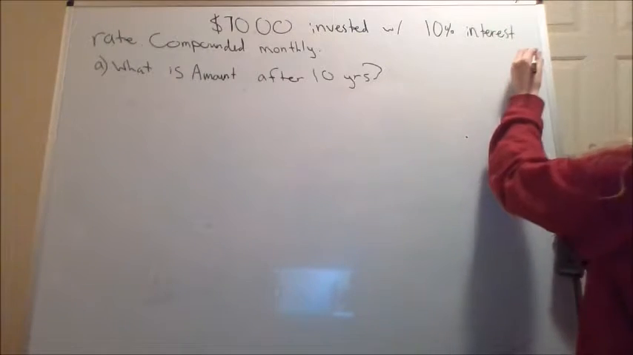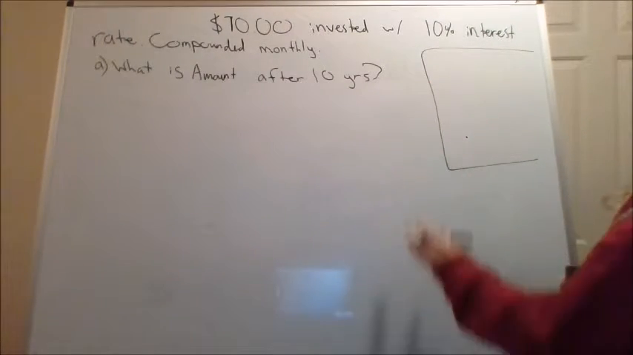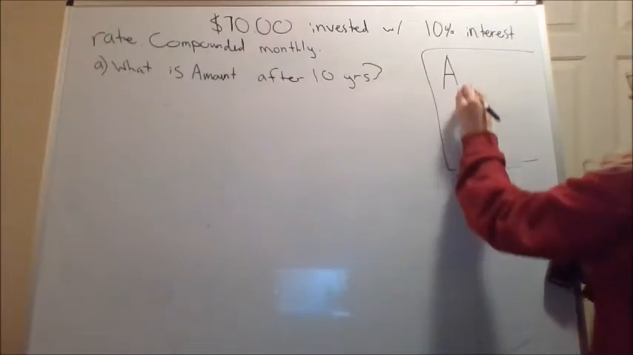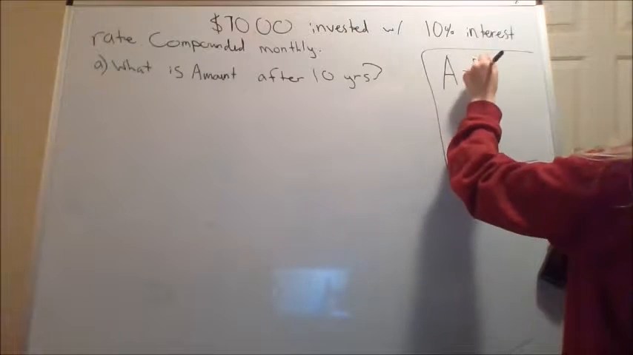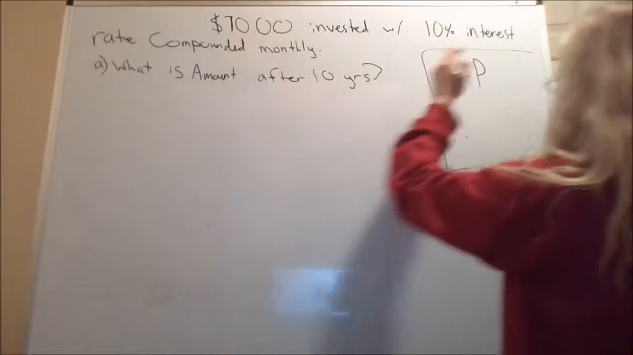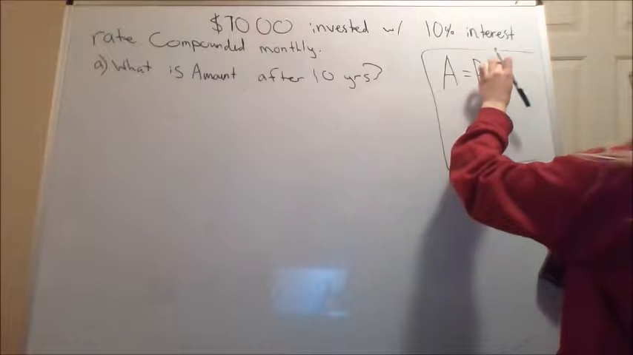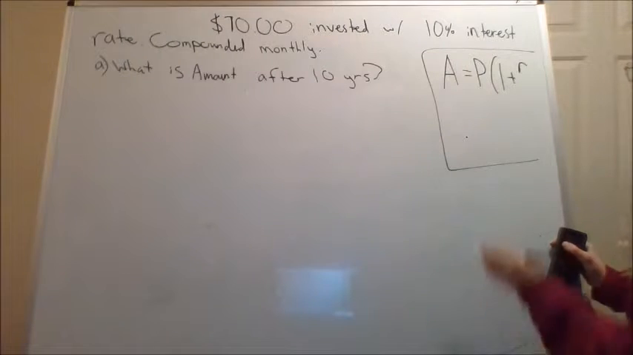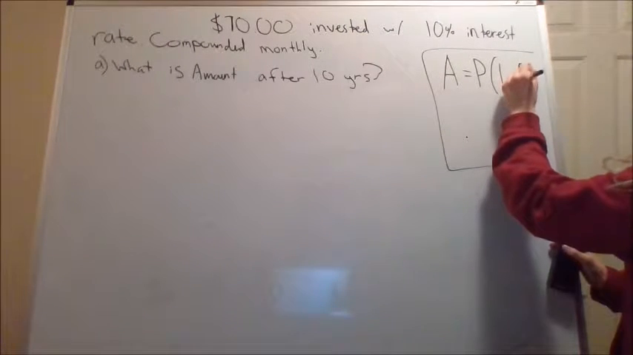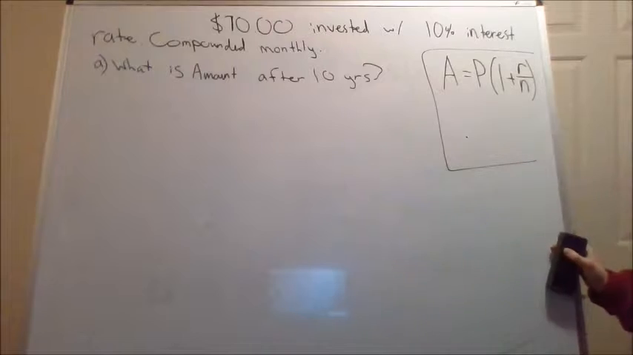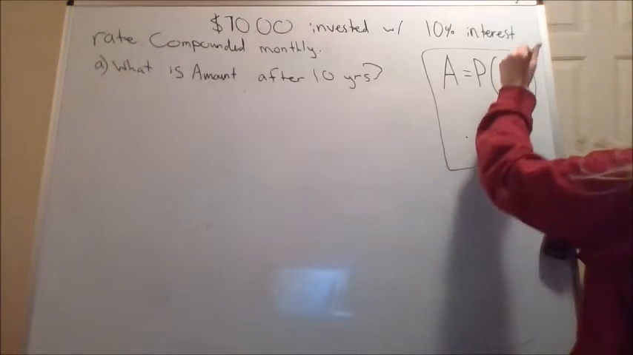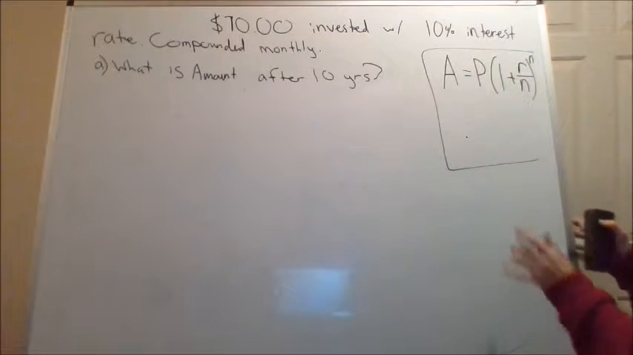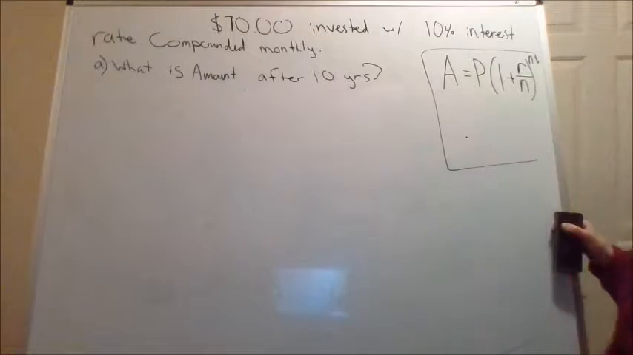So in this case, we need to use a special formula. And we need to have our amount that we get after 10 years equals our initial amount, $70, times the quantity of 1 plus our interest rate divided by the number of times we are compounding each year, to the power of the number of times we're compounding each year times the number of years.